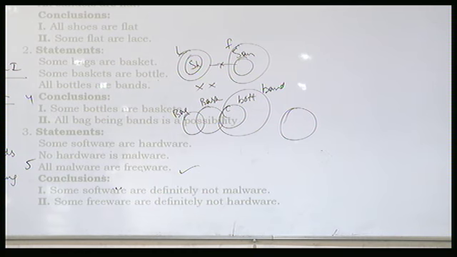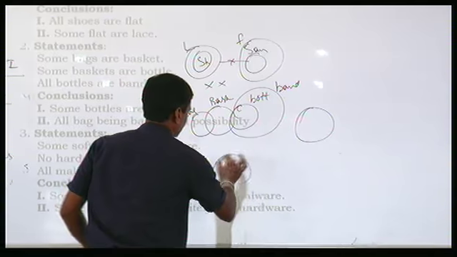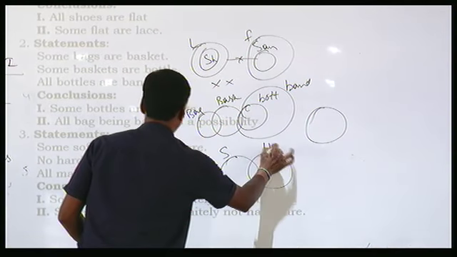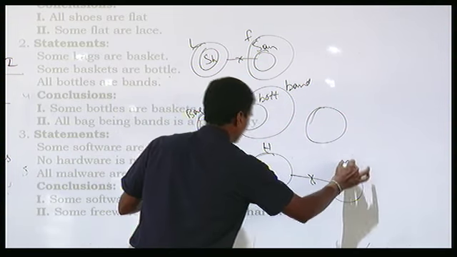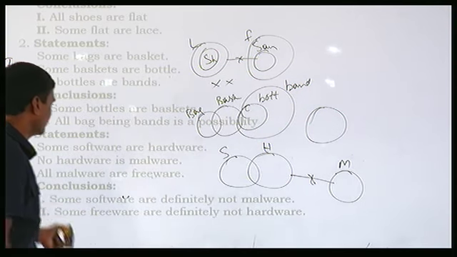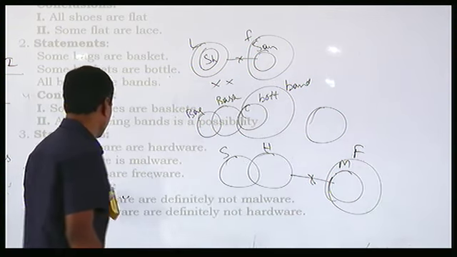Then in question number 3: some software or hardware. Next one, no hardware is malware. Then all malware are freeware. Then what is the first conclusion?